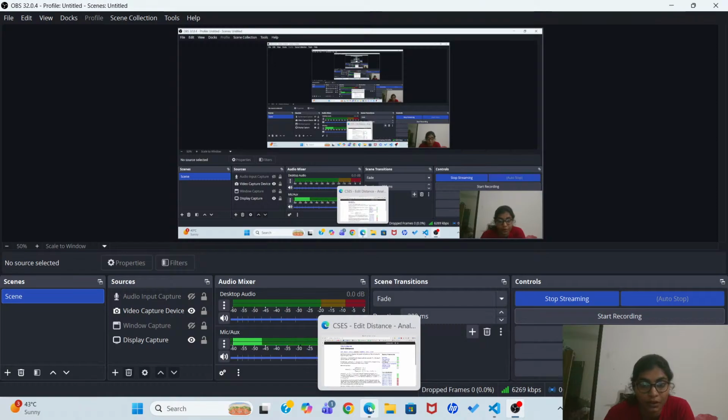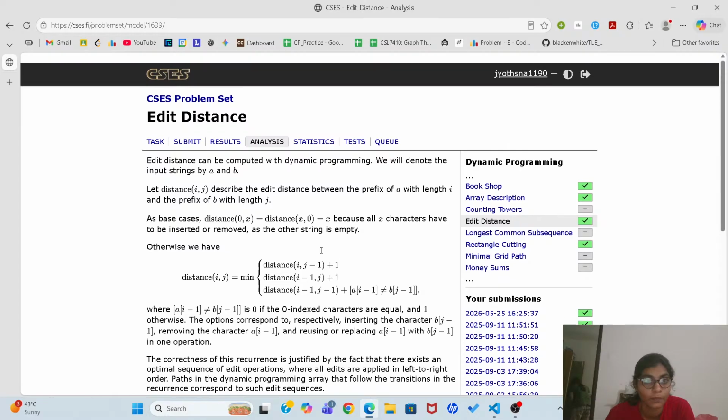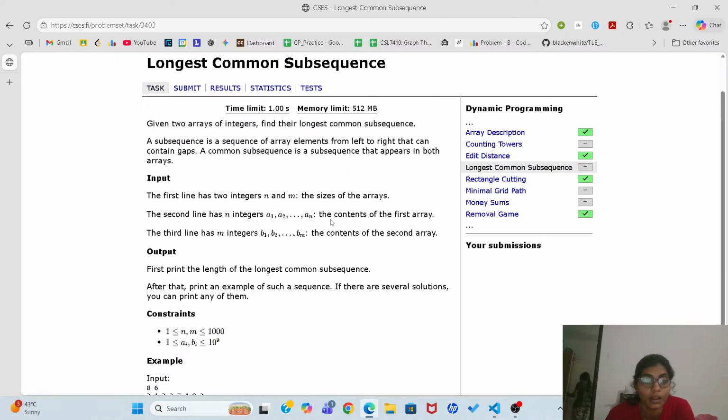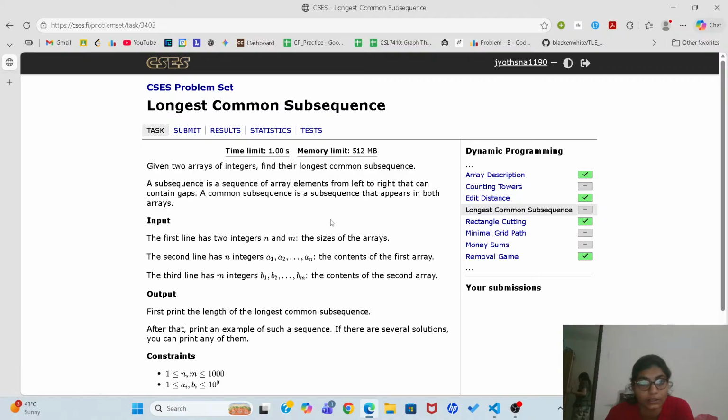So yeah, I've just completed this problem, edit distance. So let's go to the next problem. Longest common subsequence. Okay.